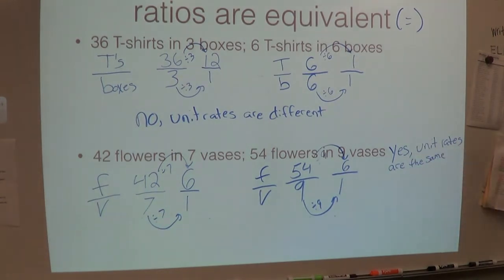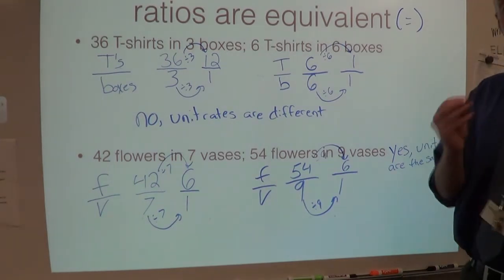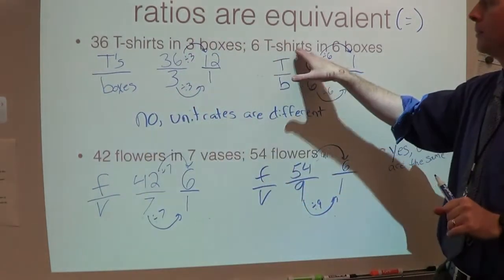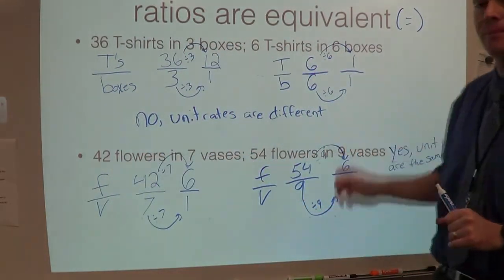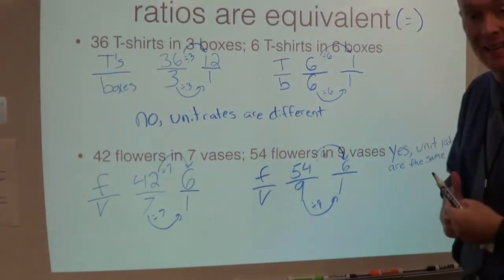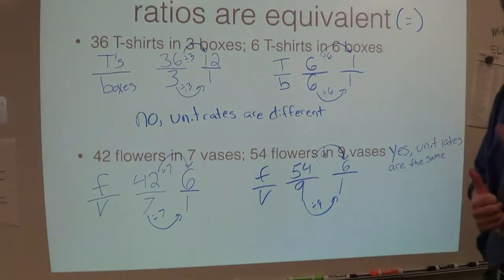Okay. So, just to summarize, to use unit rates to compare ratios, you take the two separate ratios, you find the unit rates. If the unit rates are the same, they're equivalent. If they're different, then they're not equivalent. Let's move on.